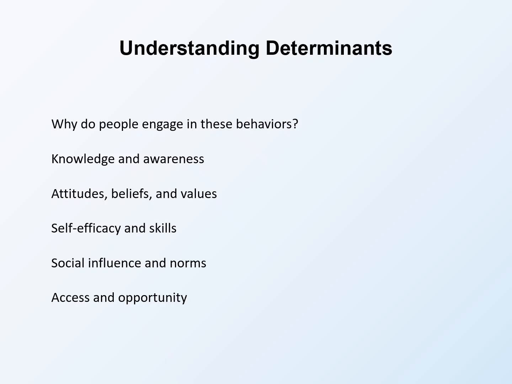Does it align with their values? Self-efficacy and skills. Do people believe they can perform the behavior? Do they have the necessary skills? Social influence and norms. What do important others think? What's the social pressure? And access and opportunity. Even with motivation, do people have the chance to act? Each determinant suggests different intervention strategies. If the issue is knowledge, education might help. If it's access, environmental change is needed.